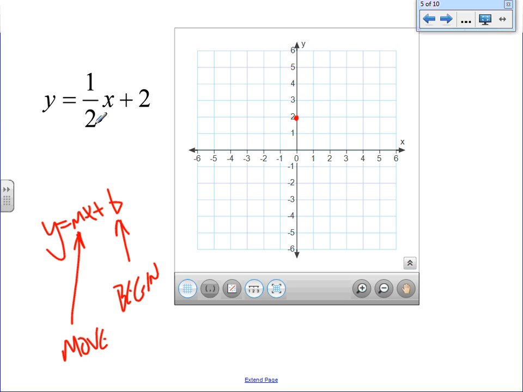And my slope is 1/2. Remember, slope talks about how we're going to move, and it's the rise over the run. So from this place, we're going to go up 1 and over 2. That's what rise and run are. So up 1, over 2, and we're going to put a second point there.